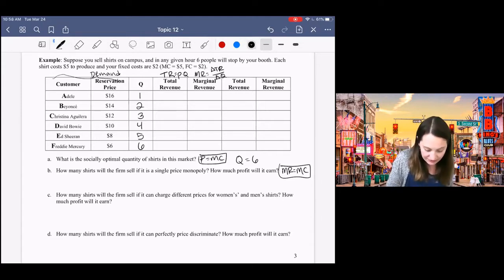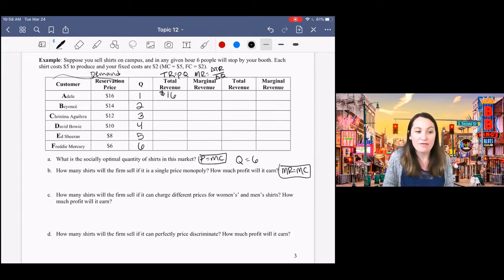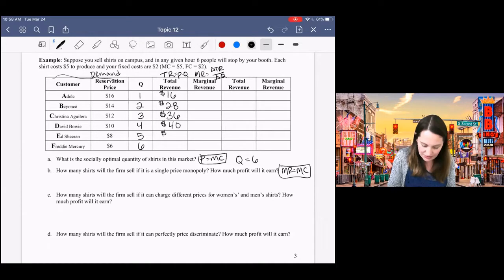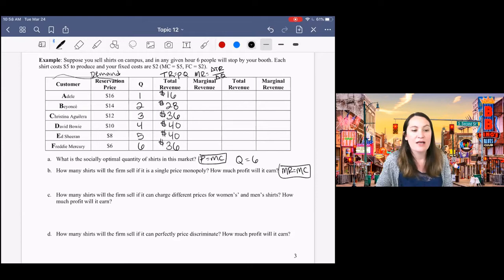All right, so total revenue is just price times quantity. So if I set a price of $16, I'm going to only sell one unit, and I would have a total of $16 at the end of the day. If we set a price of $14, I would sell 2 units, and I would get a total of $28, right? And I'm multiplying here just price times quantity as we move down the table. If I set a price of $6, then I'm going to sell 6 units, and that's going to give me a total revenue equal to $36.